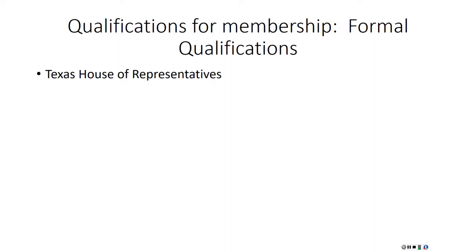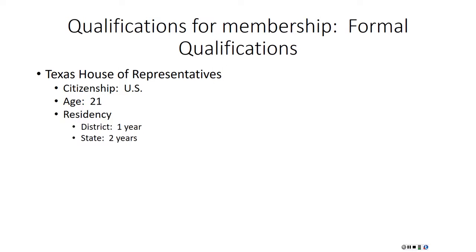Well, we have a citizenship requirement. You must be a U.S. citizen. We have an age requirement. Any idea how old that is? How old do you have to be to be a member of the Texas House of Representatives? It's actually really young. You have to be 21. We have a residency requirement. Remember I told you that you had to live in the district. You have to live in the district that you wish to represent for 1 year, and you have to live in the state of Texas for 2 years. You must be a registered voter.